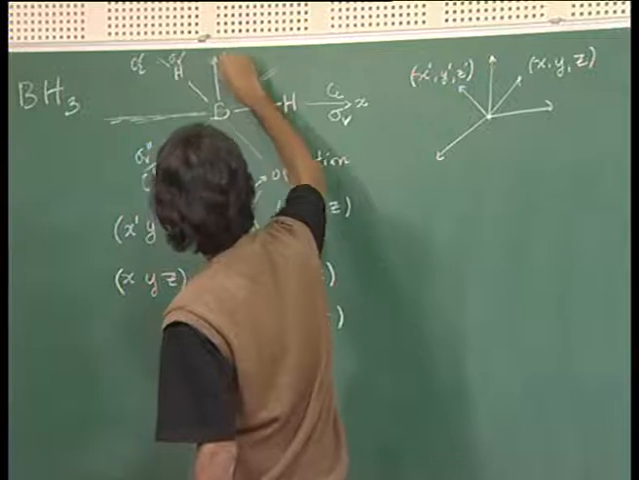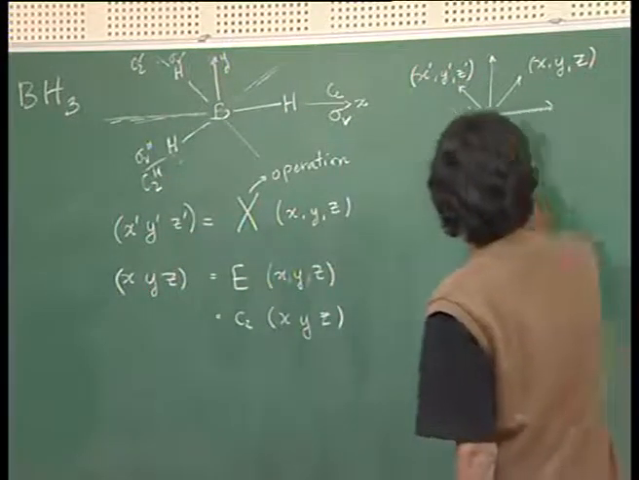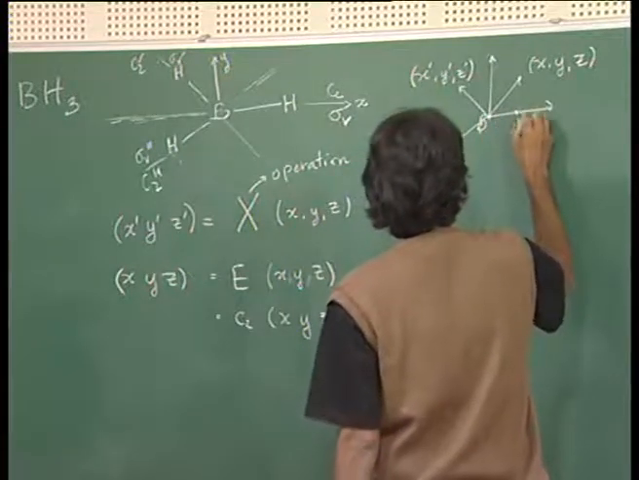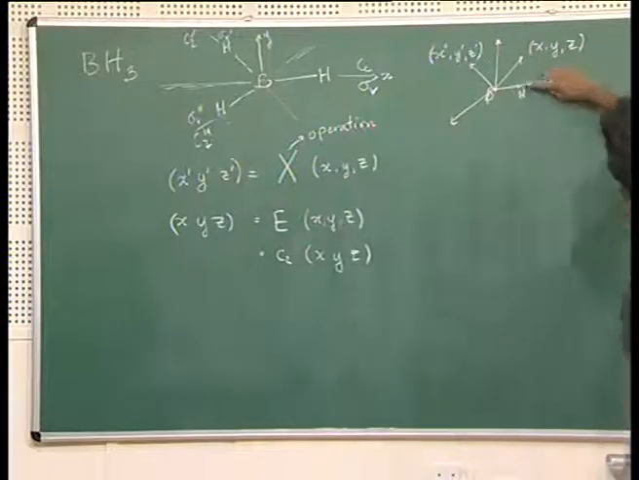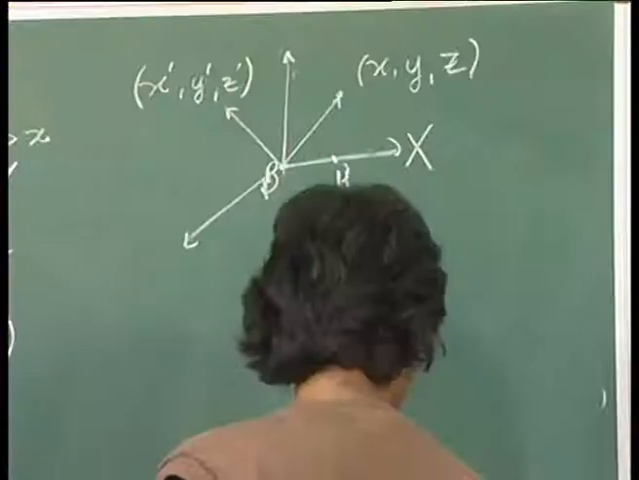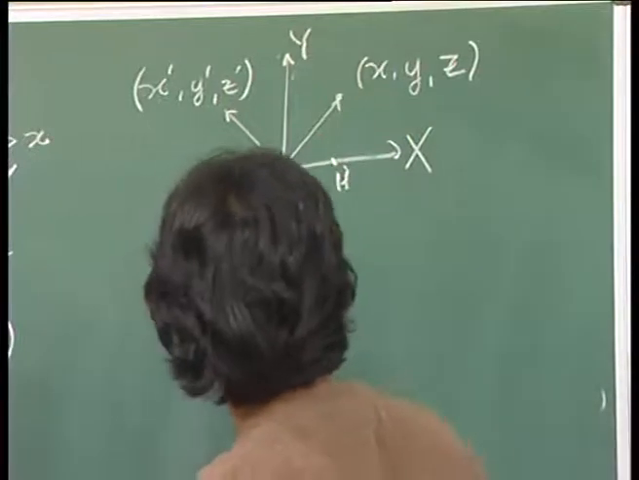Okay, this is the y-axis, and the z-axis is perpendicular to the plane of the board. So we chose our axis such that this is B and this is H, one of the H's. So C2 corresponds to 180 degree rotation about the x-axis. X-axis, y-axis, and z-axis is perpendicular.